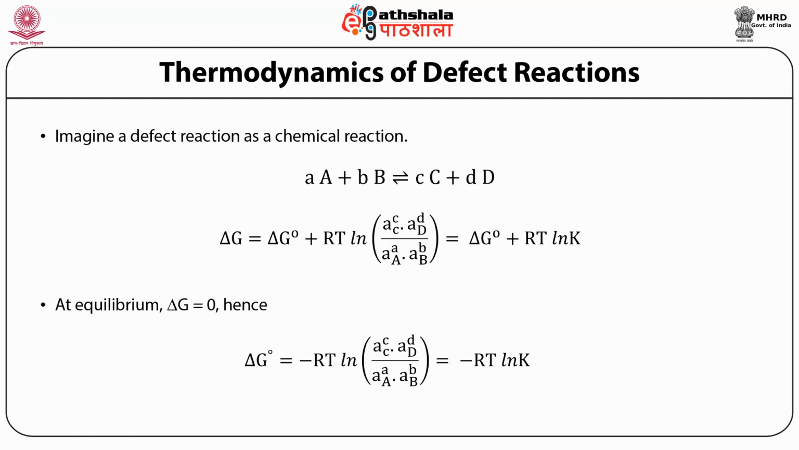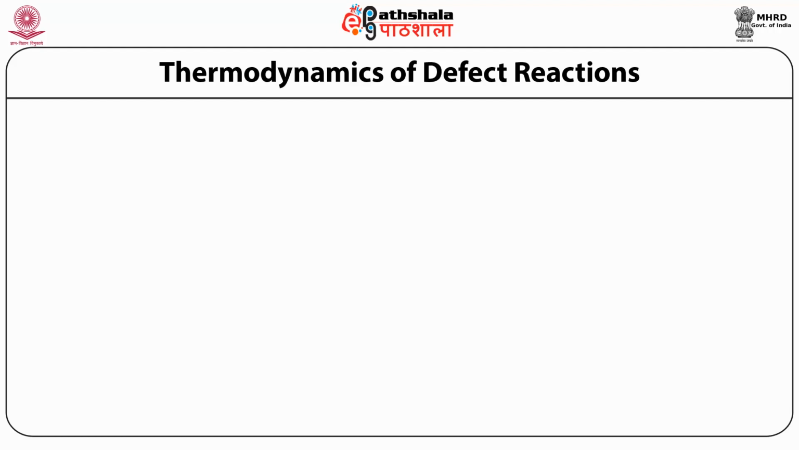So capital K is given as a_C to the power c times a_D to the power d divided by a_A to the power a times a_B to the power b. In addition, free energy can also be expressed as delta G naught is equal to delta H minus T delta S at equilibrium, which is equal to minus RT natural log of capital K, which we have calculated above. So here capital K is K naught exponential minus delta H naught by RT, and K naught is exponential delta S naught by R, which leads to the equation given in the next slide.